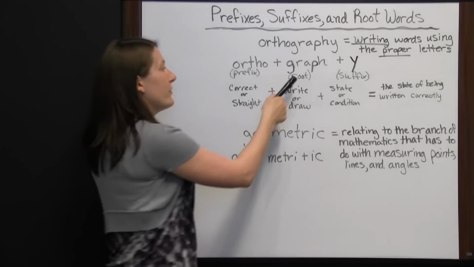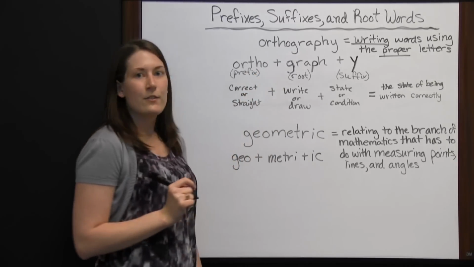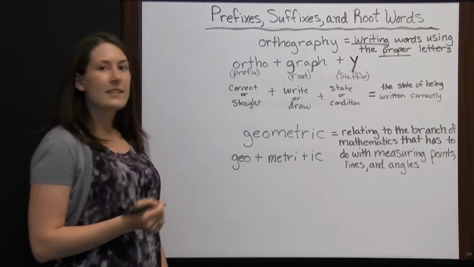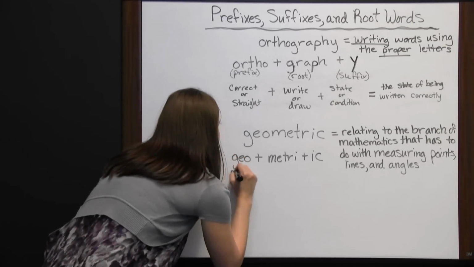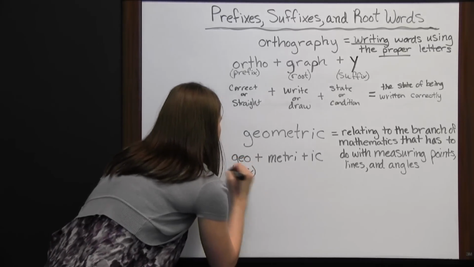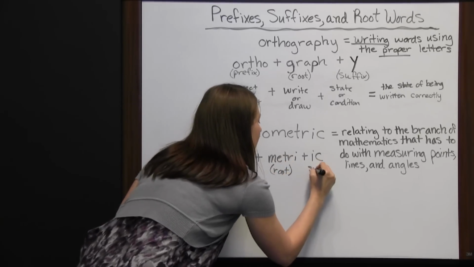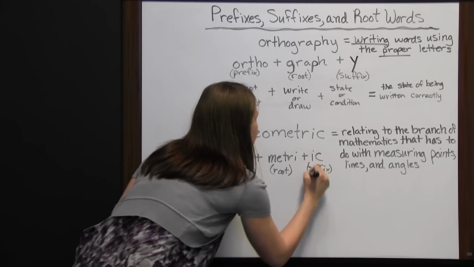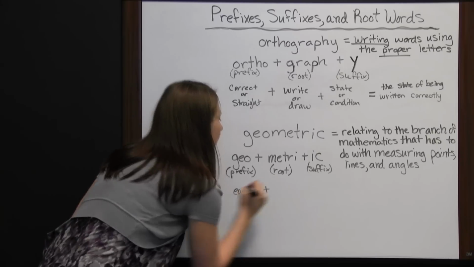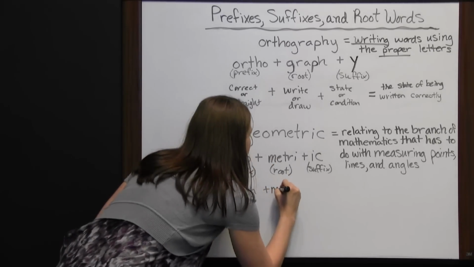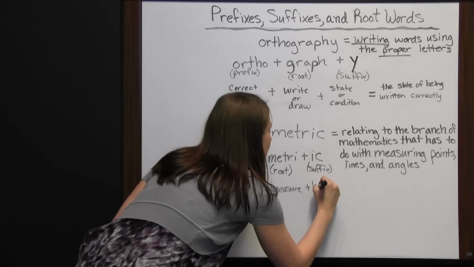And even if you only knew graph had something to do with writing, you would have an idea that orthography had something to do with writing. Let's look at another example. Geometric. We'll break it down into our prefix, geo, our root word, metra, and our suffix, ik. Geo means earth, and we put that with metra, which means measure, and ik means having to do with.